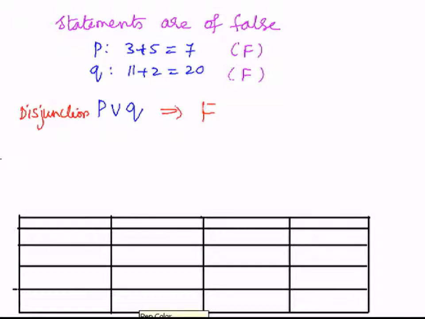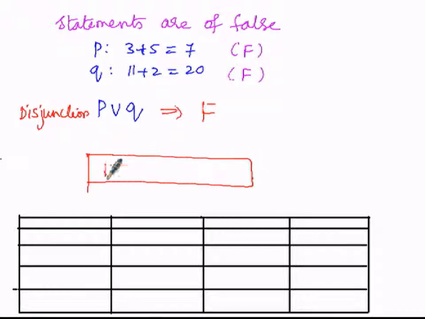So in brief we can write it as, so here false is the first statement and the second statement is also false. If the first statement P is false and the second statement Q also is false, then that implies P or Q, that is the disjunction of P as well as Q, also will be false. That is F or F is F.